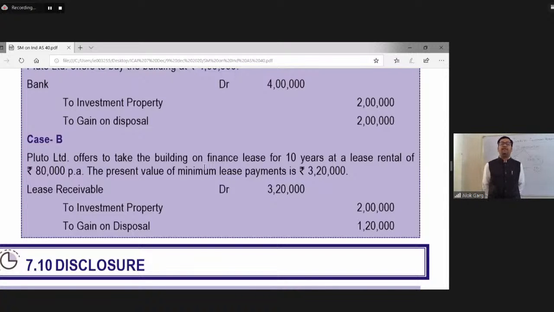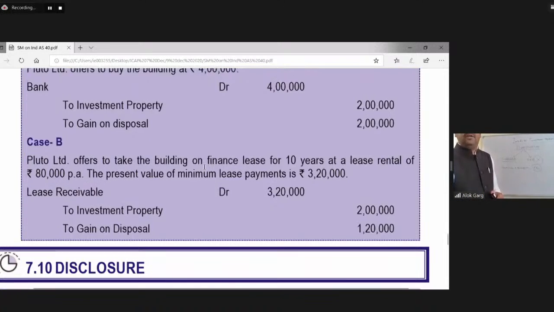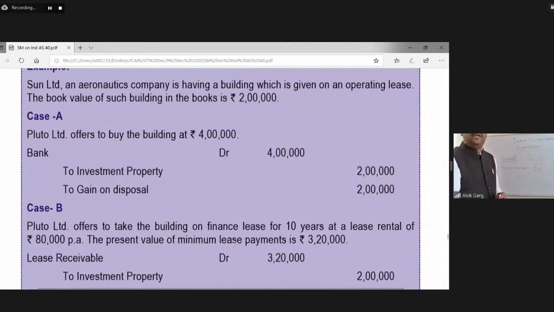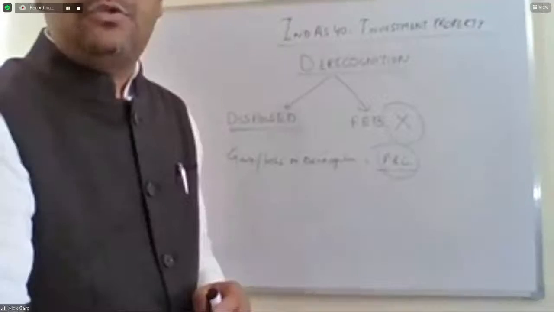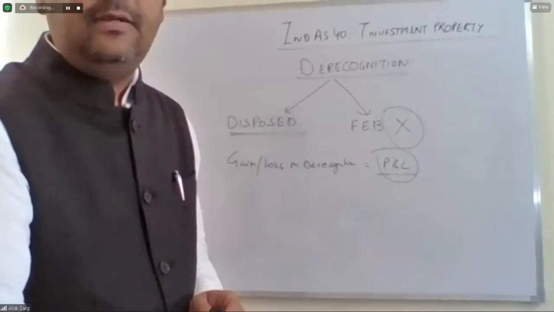So the accounting entry will be: lease receivable at present value debit 3,20,000, investment property credited at carrying value 2 lakh, and the gain on disposal, which has to be recognized in P&L, is 1,20,000. Okay, so this is the illustration which is given under the Institute study material. So now I am moving on to my PPT quickly.